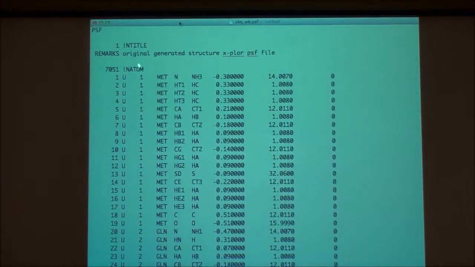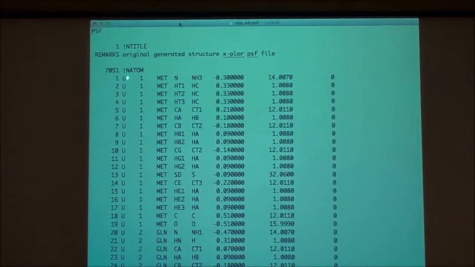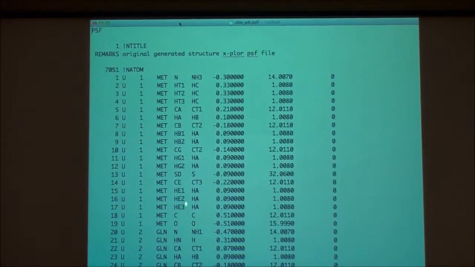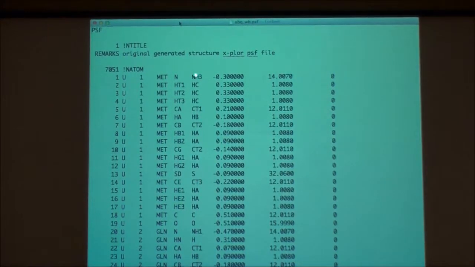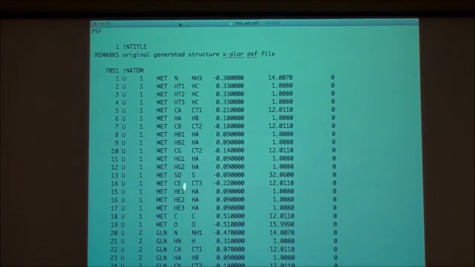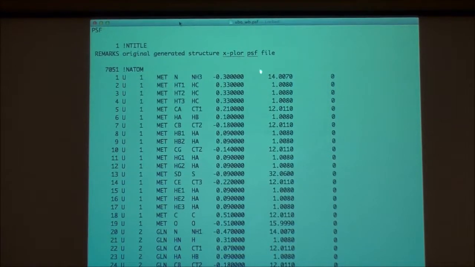So in the beginning, you have 7,051 atoms. They're all described: what segment they belong to, what residue they belong to, what their atom name is, and what their atom type is. And you will see that we will use this atom type information to derive the correct parameters for interaction between these atoms and other atoms in the environment. So these have chemical meaning, whereas these are arbitrary atom names. Then there are the partial charges for all the atoms, and these are the masses.